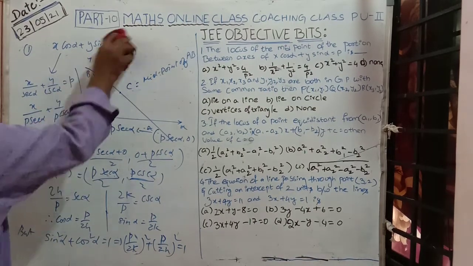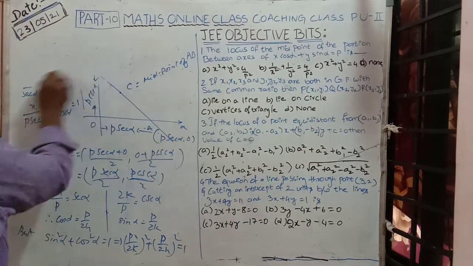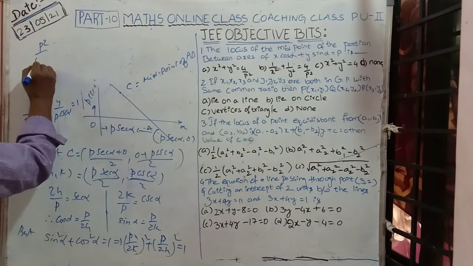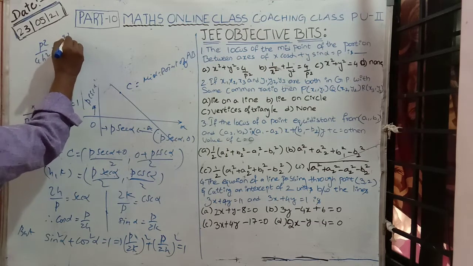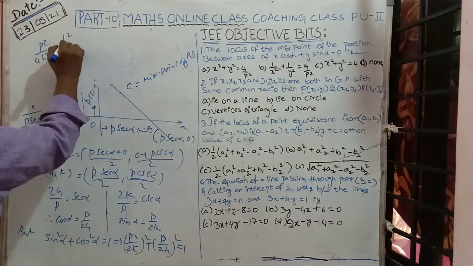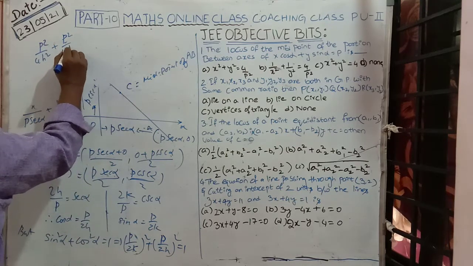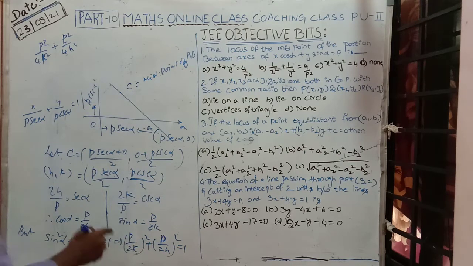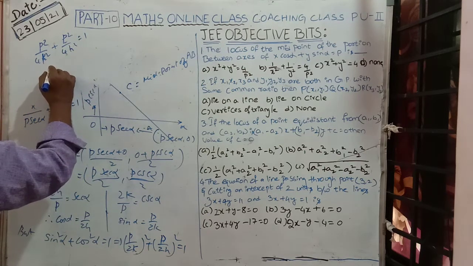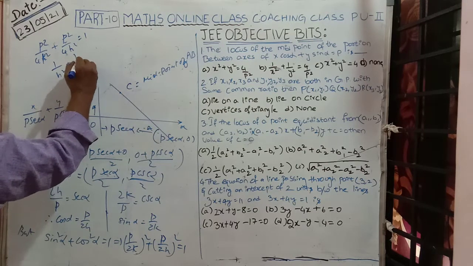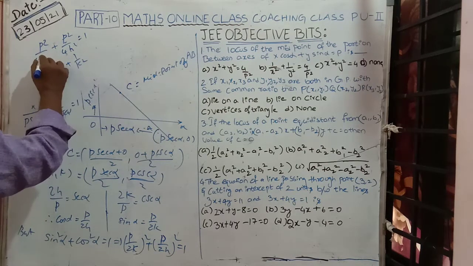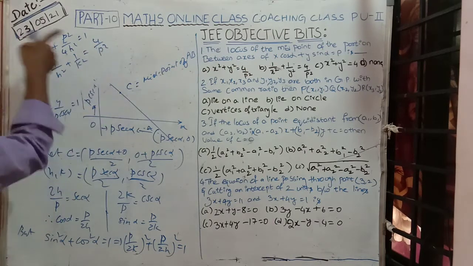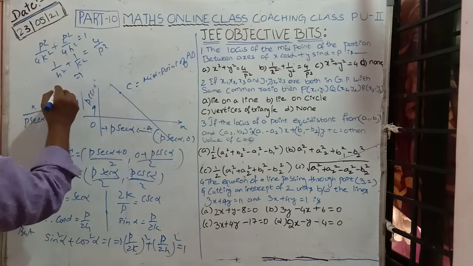That can be written here. That is p square by 4h square plus p square by 4k square is equal to 1. Now that is 1 by h square plus 1 by k square, in some order I am writing, is 4 by p square. It is the reciprocal. That implies 1 by h square plus 1 by k square is the locus.